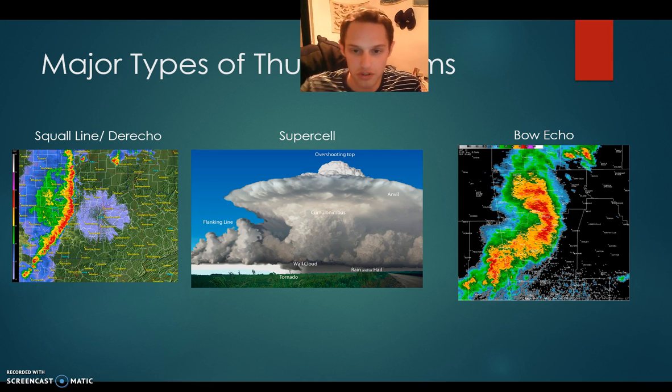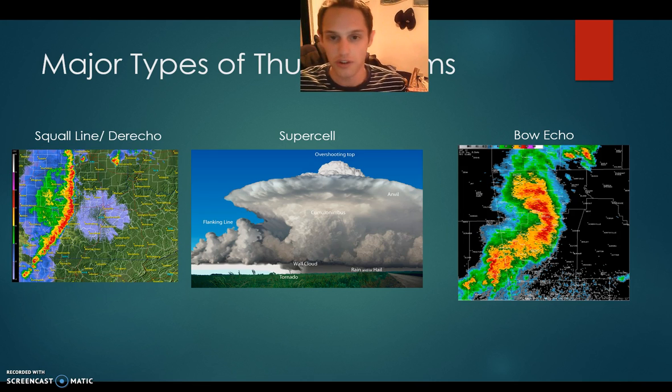The second example is a supercell. You may be familiar with this if you're from the Midwest. This is kind of the classic shape of a thunderstorm. You see the fluffy cumulus clouds in the middle, and that rises up to an anvil shape. If you take a step back, you can see it looks a bit like an anvil, and that's where we have the equal level of temperature in the cloud and above the cloud. This picture shows the storm at its strongest, at its mature stage. The third example is a bow echo, similar to the squall line and derecho.